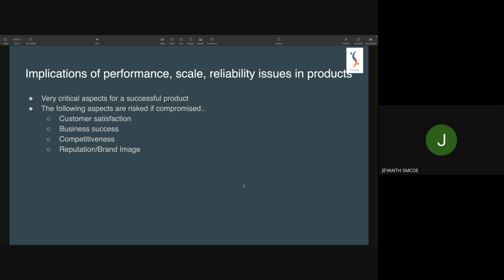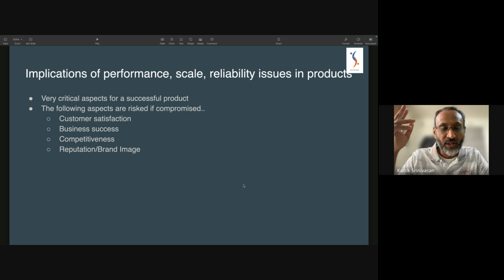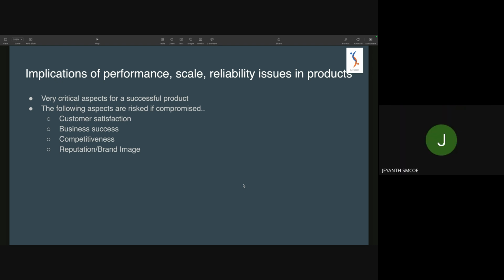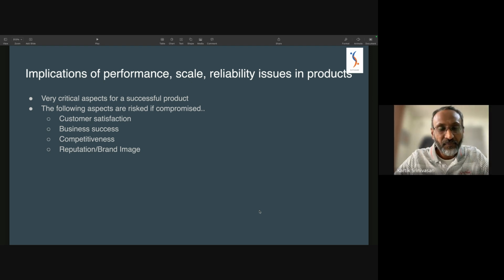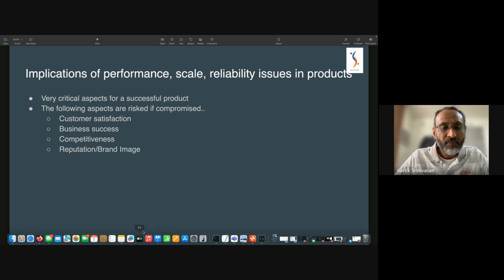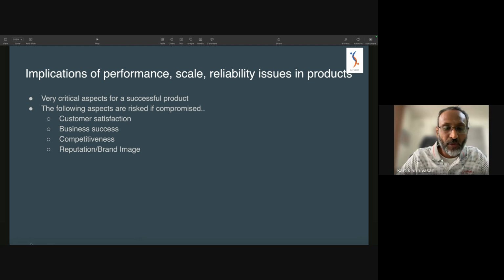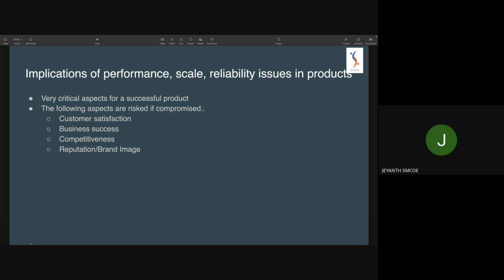Is there a question, Jayant? Jayant, is there a question? Jayant, if there is a question, speak up. Otherwise, you can go on mute.